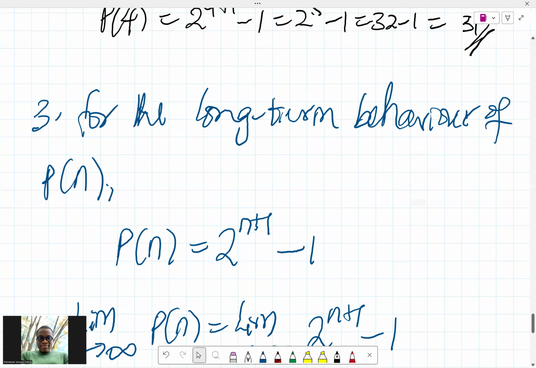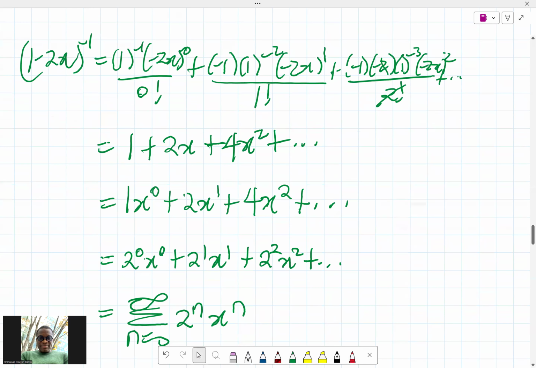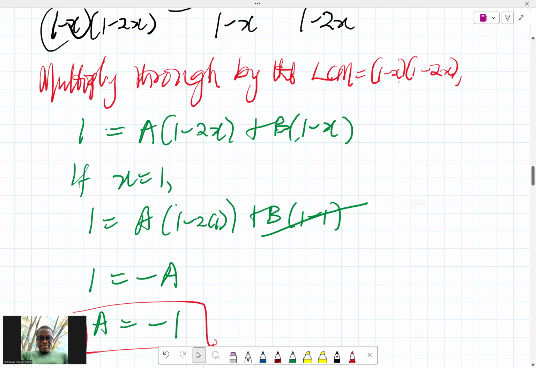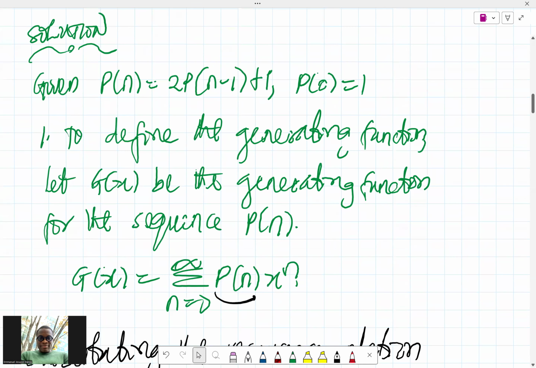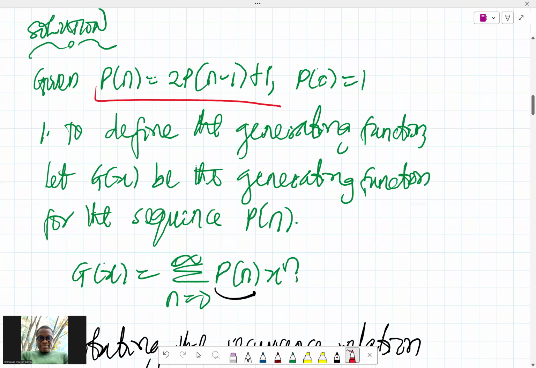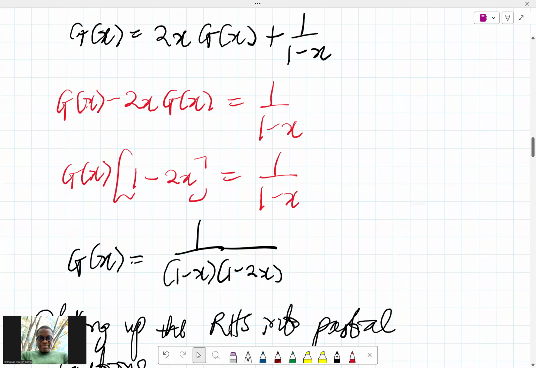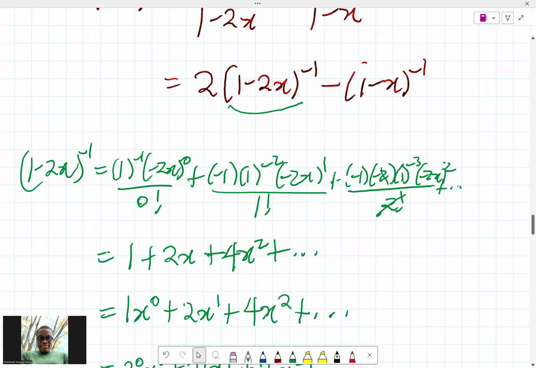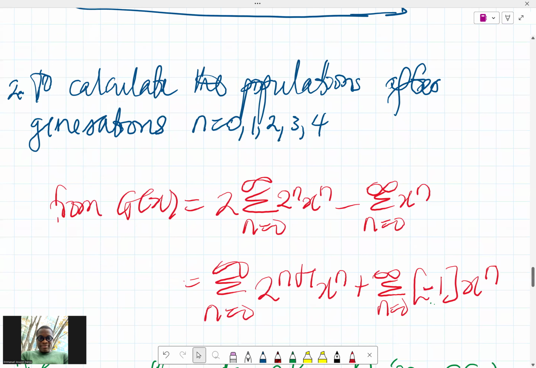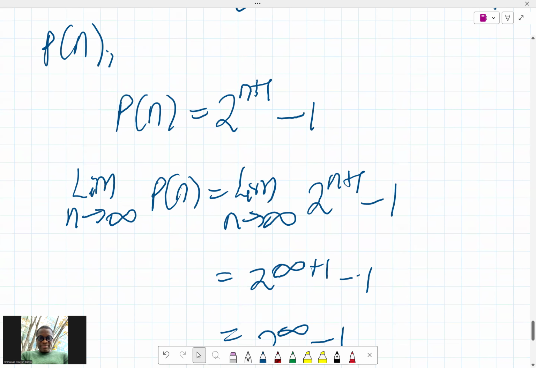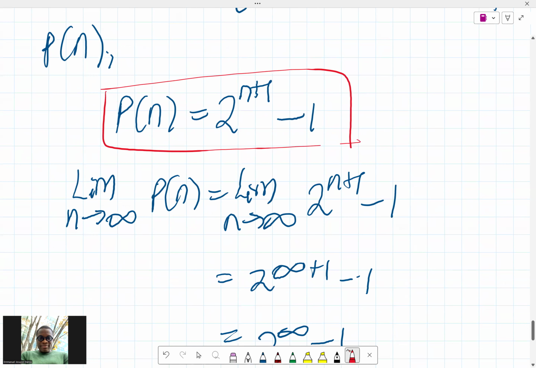Now, the original expression we had was this long thing, P of n is 2 P of n minus 1 plus 1. But using generating functions, we're able to get a closed form solution, which we're able to latch onto, and that is this one now. This is the closed form solution. With this, we're able to do so many things about the population. So that's one application of generating functions in population modeling.